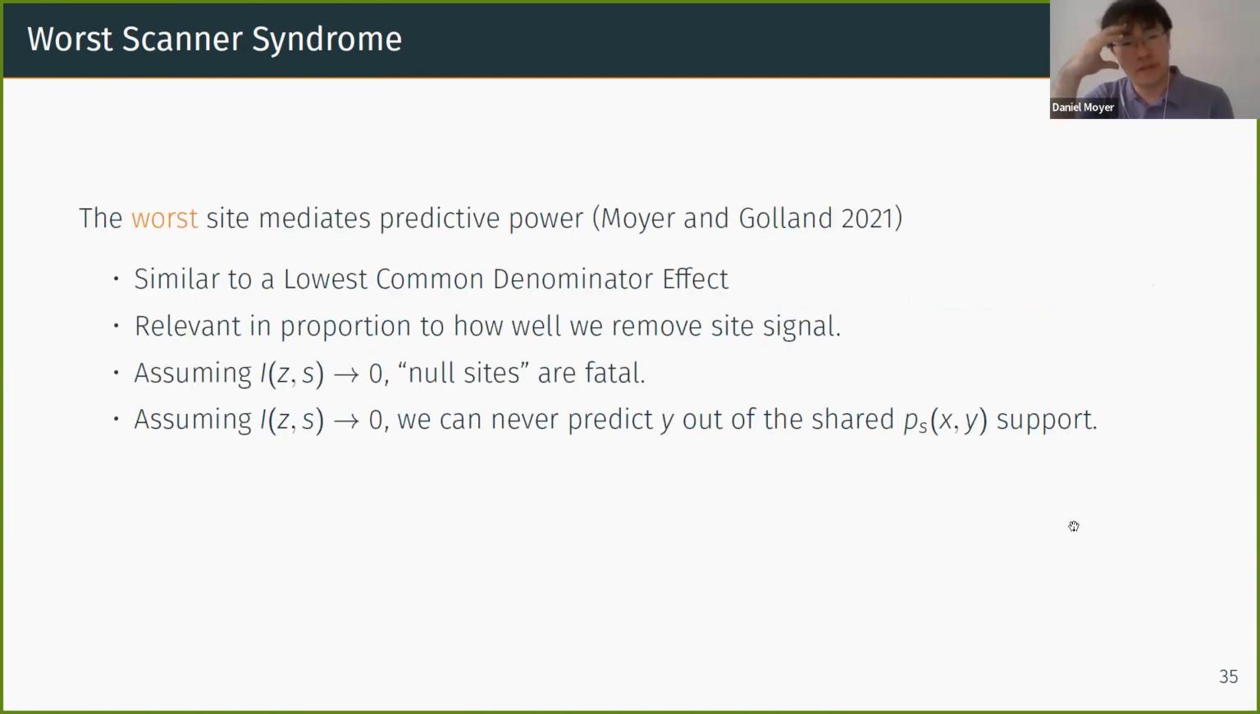And what does this mean? Well, first, it looks like a lowest common denominator effect: if we include a whole bunch of sites, the one with the lowest SNR, right, the lowest signal, determines how well we're doing. So we can never do better than that site. And the reason for that is if we did better than that site, then our representation would have more information than that worst site. So it wouldn't be invariant, right? That's really bad.